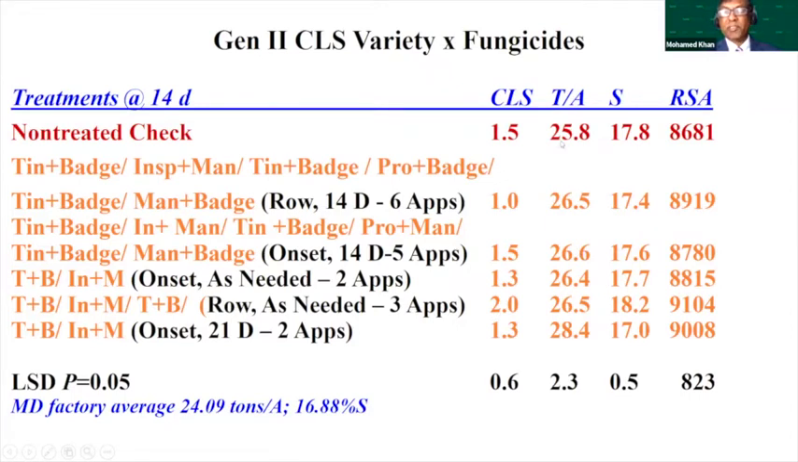Even if you didn't put any fungicides, your yield was about 26 tons to about 28 tons, and your sugar concentration was anywhere between 17 to 17.8%. And your check was just as good as more or less some of your fungicide treatments. So you had anywhere between 8,000 to 9,000 pounds of recoverable sucrose per acre, even when you did not use any fungicide. I don't know what the variety is. The company just gave me an experimental, but this is the trend of things to come. High yielding variety, good sugar, and good resistance to leaf spot.